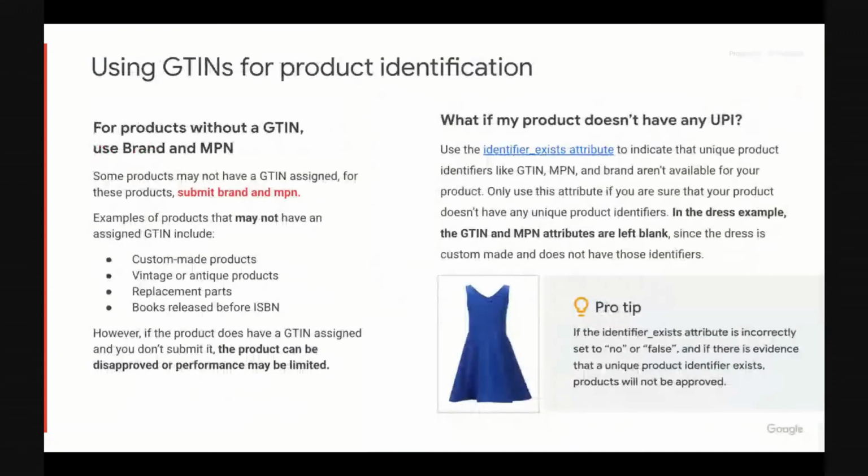If your product does not have a GTIN, then we recommend using brand and MPN in its place. Products that might not yet have GTINs are things like custom-made products, vintage items, and replacement parts, for example. And then if your product truly doesn't have any unique product identifier, then you'll want to use the identifier exists attribute. And this indicates that you have a unique product that doesn't have a unique product identifier. But keep in mind that this is only for those cases where there's truly no unique identifier.